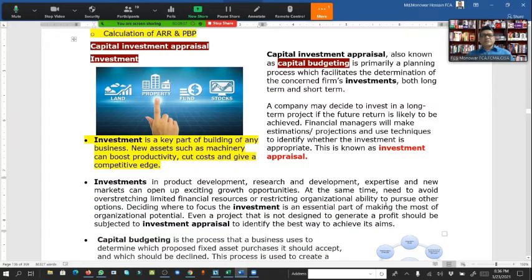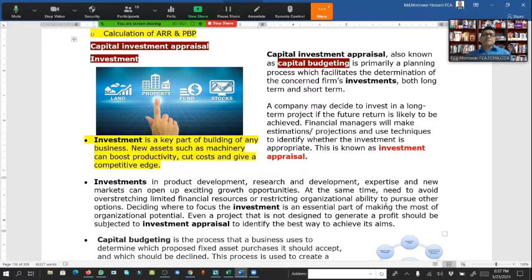We know the investment is a key part of the fixed assets. Sometimes that means buildings of the business, machines of the business, any big process of the business, and net assets such as machinery can boost productivity, cut cost, and give a competitive edge, etc. And that is what we are investing in here.